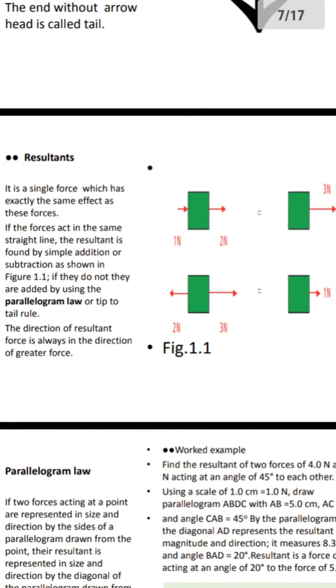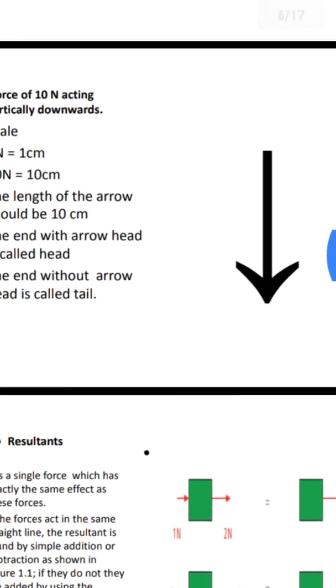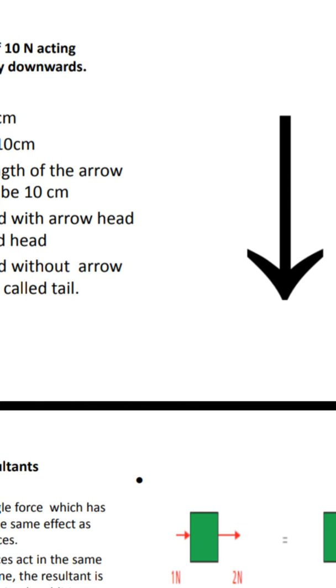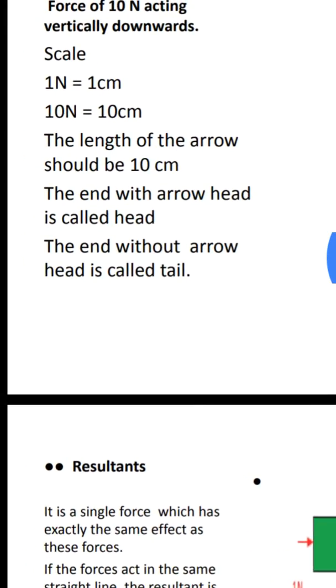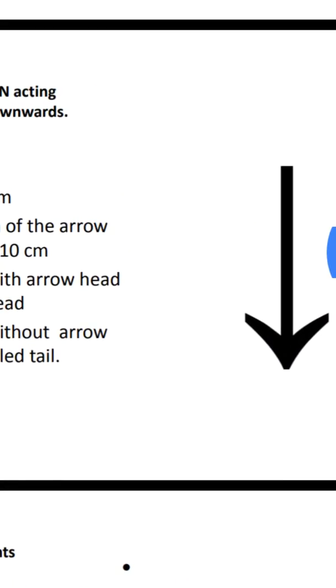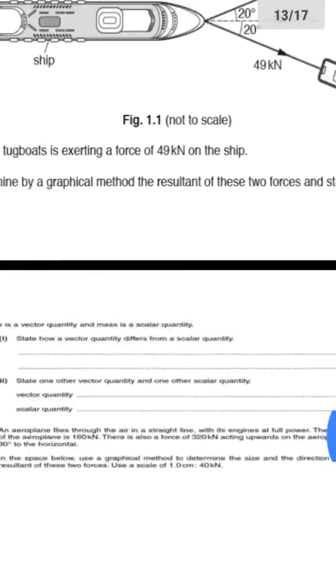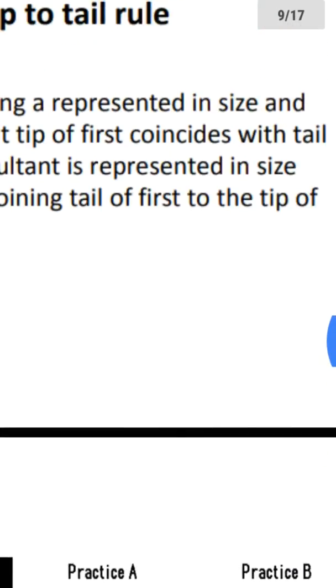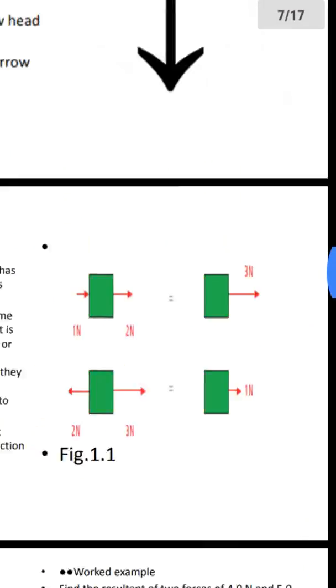So before discussing these methods, we need to specify which point of this line is head, which point of this line is tail. The point without arrowhead, that is the tail. This point is the tail and the point with arrowhead is the head or tip. So this point is the head or tip and this point is the tail without any arrowhead.